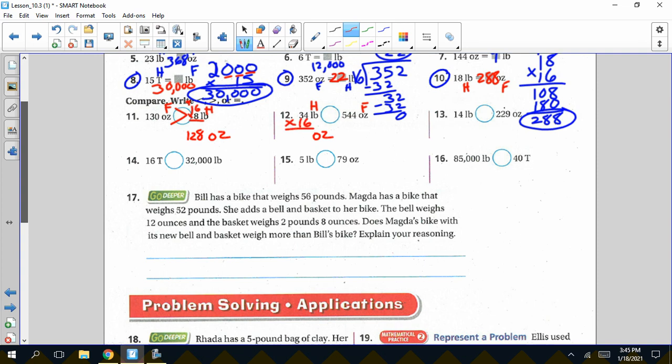6 times 4 is 24. 6 times 3 is 18, plus 2 is 20. Drop a 0. 1 times 4 and 1 times 3. And if we add this up, we get 544. So this side is 544 ounces compared to the other side, which is also 544 ounces. These two are equal. 544 ounces is equal to 34 pounds.